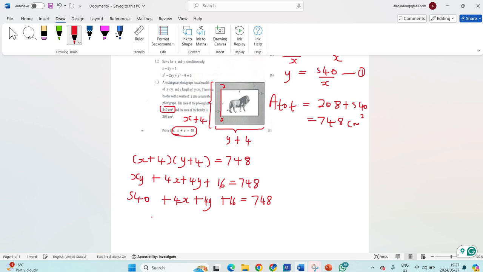Now let's add the like terms. The like terms in this case are the numbers. 4x and 4y are not like terms, so it's 4x plus 4y, and the numbers we can put on the other side. If I say 748 minus 540 minus 16, the answer is 192. So I get 192 there.